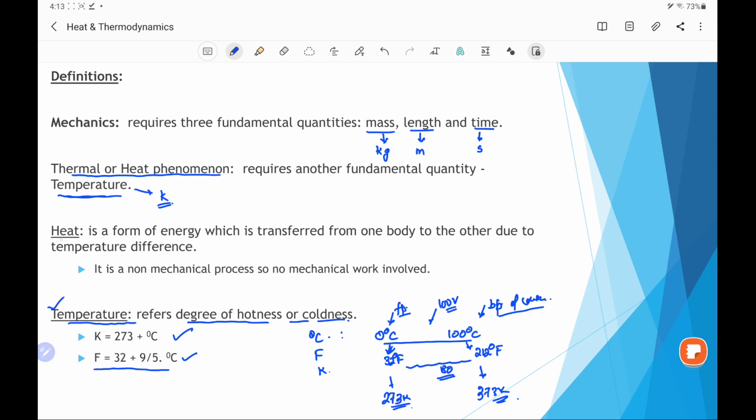Heat is a form of energy which is transferred from one body to another due to the temperature difference. And it is important to note that this heat transfer is a non-mechanical process. That means it does not require mechanical work, or we can say it does not involve mechanical work. It is the transfer of heat due to the temperature difference.